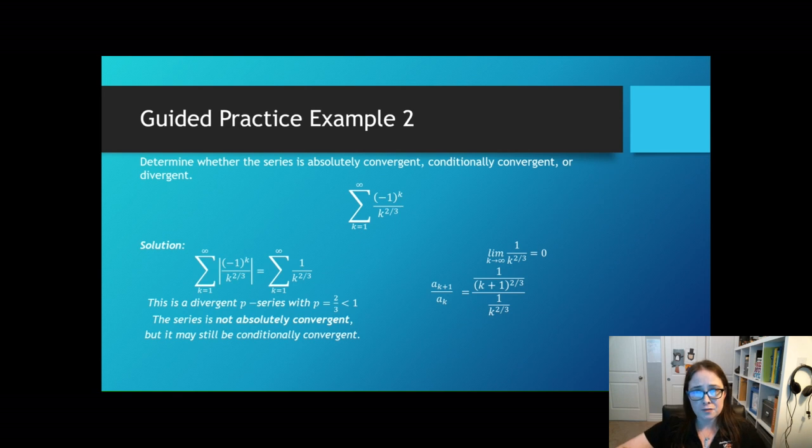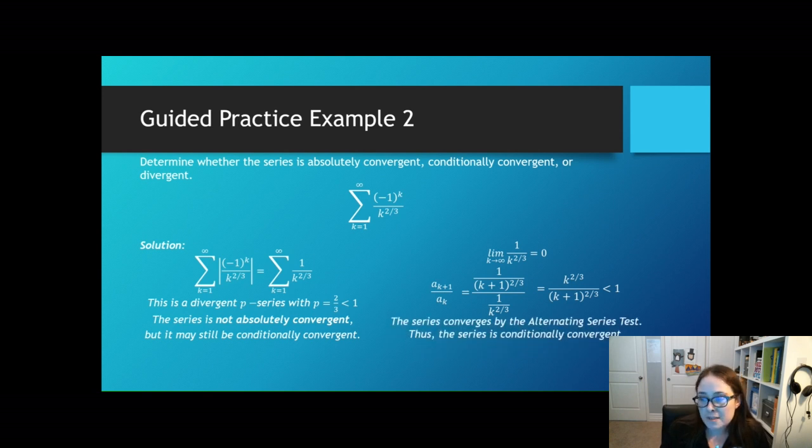And so again, I can flip the bottom one and multiply, and that k to the 2/3 ends up in the numerator of the top fraction. And yes, I can say that the bottom is always going to be bigger than the top here, which means that this is a proper fraction and it's less than 1. So both of the conditions are met. The limit is 0 and the series is decreasing, which means that the series converges by the alternating series test. And since it wasn't absolutely convergent, but it was convergent, we would say that this is conditionally convergent.